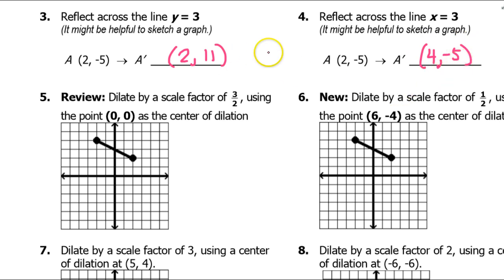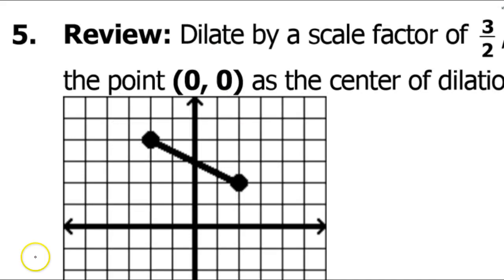Okay, so that's how you reflect across a line that's not the y-axis or the x-axis. Okay, looking at problem number 5, we need to do a dilation by a scale factor of 3 over 2. Now for number 5, we are using the origin 0, 0 as the center of dilation. So when the origin is the center of dilation, all you really have to do is use the coordinates.